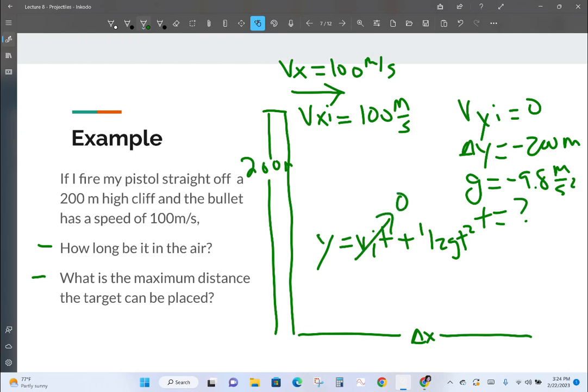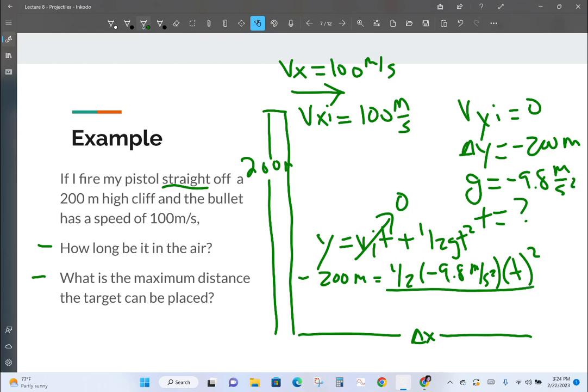So here's the biggest mistake. This 100 meters per second is a horizontal speed. Horizontal. Straight means horizontal. So you have to imply in your brain that it's dropping from rest. So if I were to plug in my numbers, negative 200 meters equals 1/2 of negative 9.8 meters per second squared times time squared. I'm going to divide everything by half of that, which is negative 4.9 meters per second squared.